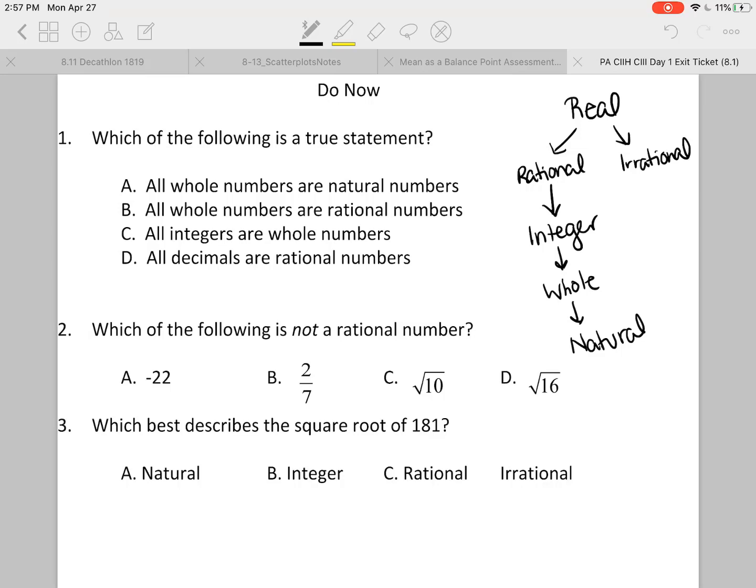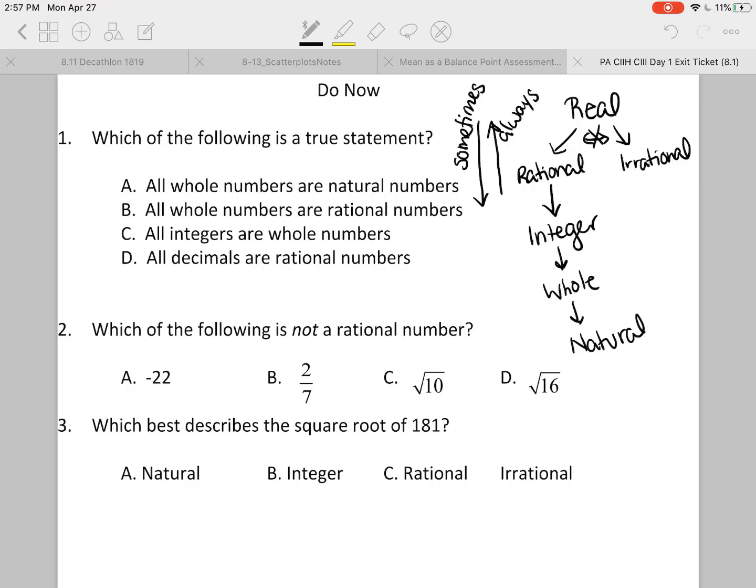Remember that as we move along the tree, we sometimes fall down. So if the statement goes down the tree, it is sometimes true, but we always get back up. So if we're moving up the tree, it is always true. Now notice we cannot go between rational and irrational. So if a statement involves one of the rational numbers and irrational numbers, it is never true.